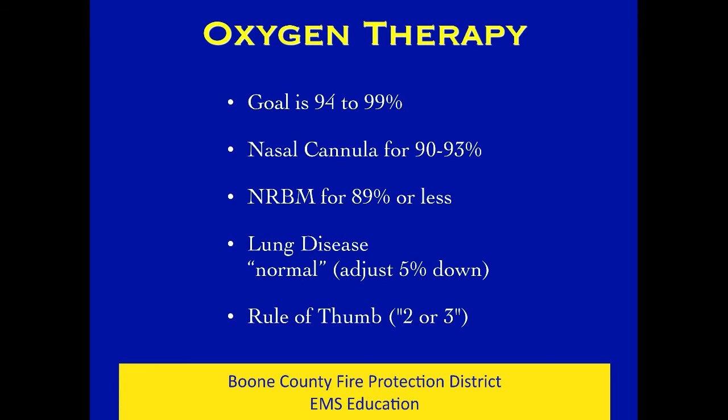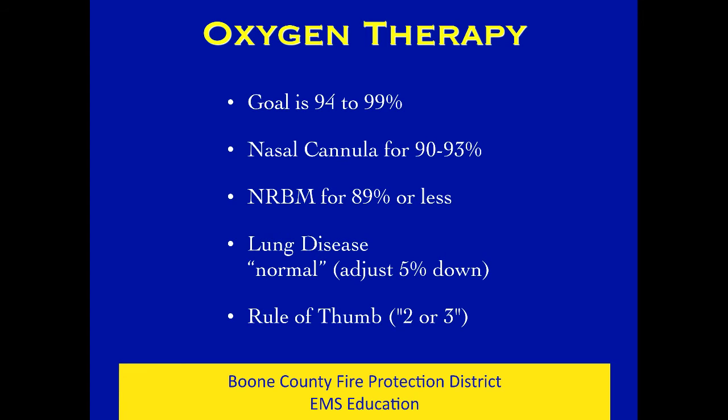But wait, that's too easy. Sometimes a patient with severe lung disease, emphysema, one of the chronic obstructive pulmonary diseases, COPD, or lung cancer, or some other serious lung disease, their normal pulse oximetry reading won't get to 94 to 99. Their normal oxygen saturation may be down around 90. And so we need to adjust our expectations for them down a little bit. Some of these emphysema patients sit at 88, 89, 90% on a good day.